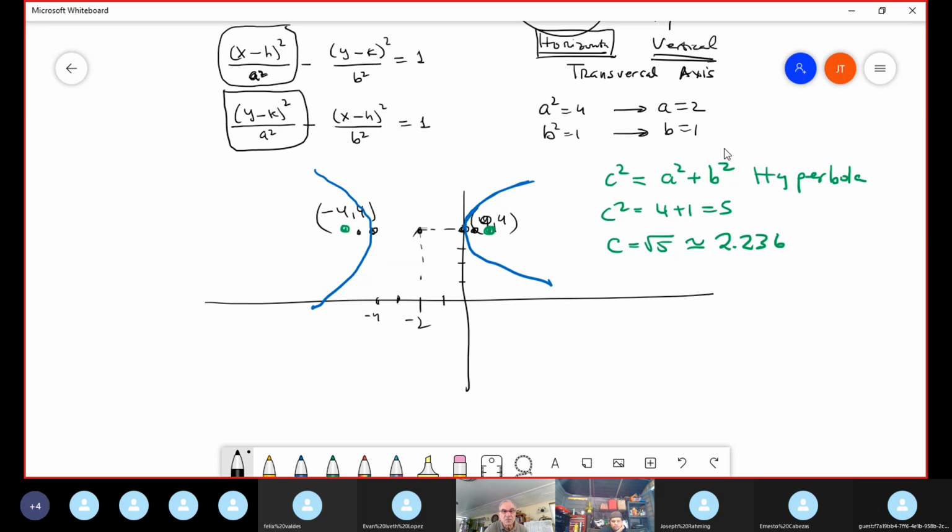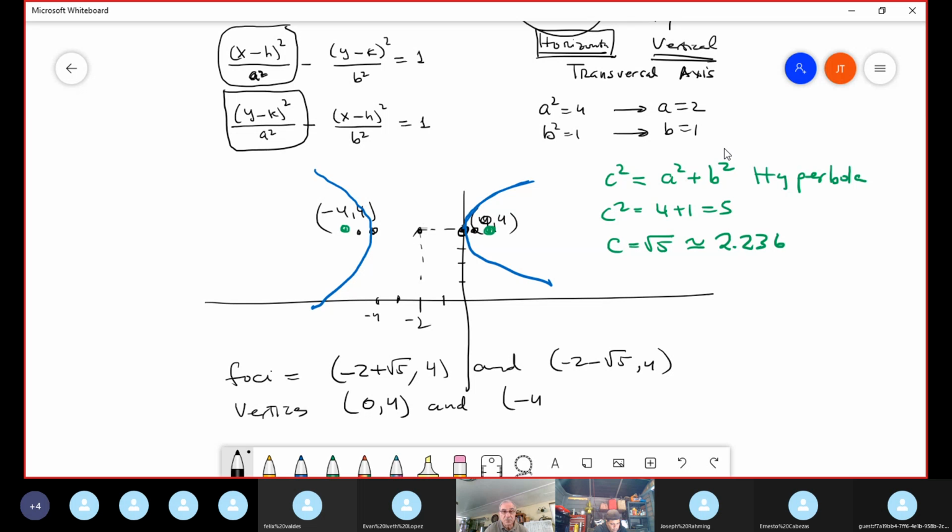The foci are located at the points (-2 plus radical 5, 4), because the y component stays the same, and (-2 minus radical 5, 4). These are the foci. The vertices are at the points 0, 4 here, and -4, 4 here.